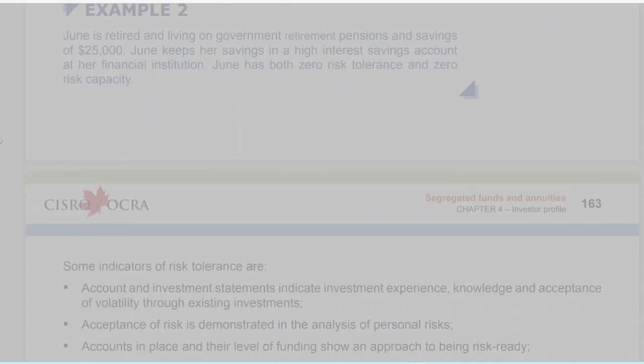Example 2. June is retired and living on government retirement pensions and savings of $25,000. June keeps her savings in a high-interest savings account at her financial institution. June has both zero risk tolerance and zero risk capacity.